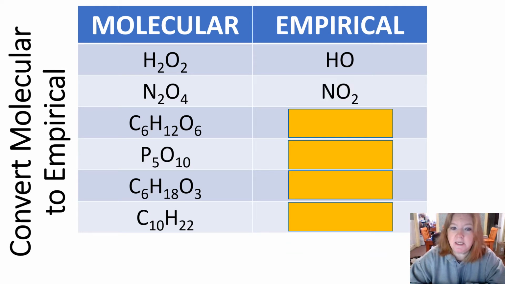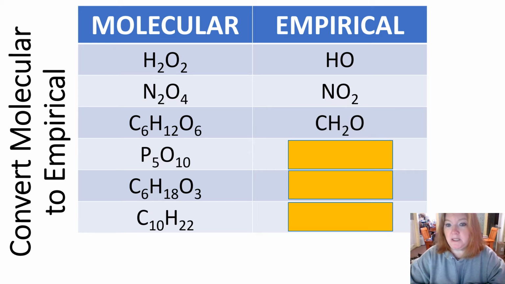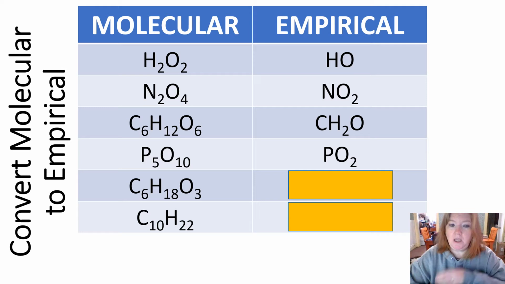So what about C6H12O6? What can I reduce it by? Well, I can reduce it by 6. So I end up with CH2O. What about P2O10? Well, I can reduce by dividing all of the numbers by 5. And I get PO2.